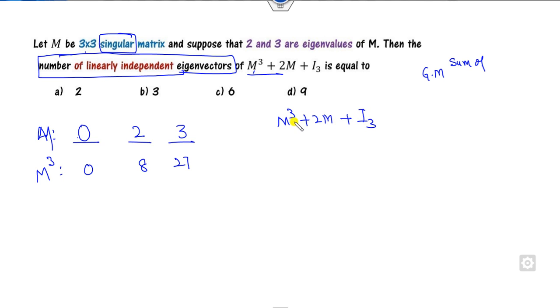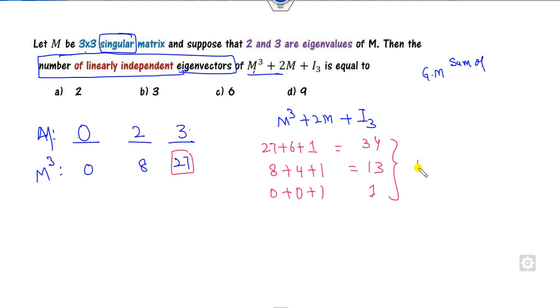What are the eigenvalues of this? M cube 27 plus 6, 27 plus 6 plus 1. This is the first eigenvalue. This is 8 plus 4 plus 1 and 0 plus 0 plus 1. Clearly, what is the answer of this? 34, it is 13, it's a 1. You can see they are distinct. Once they are distinct, the answer is 3. 1 plus 1 plus 1.